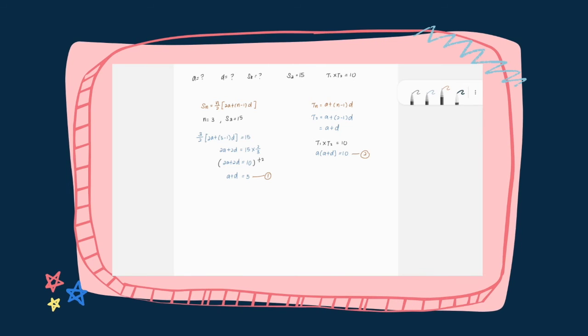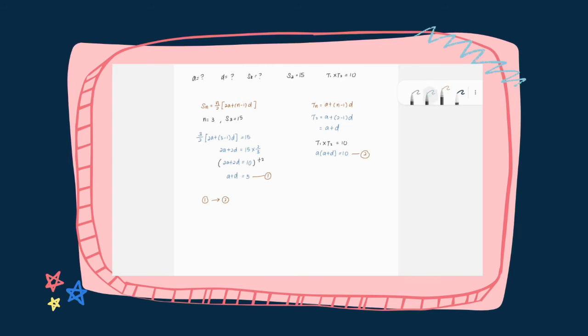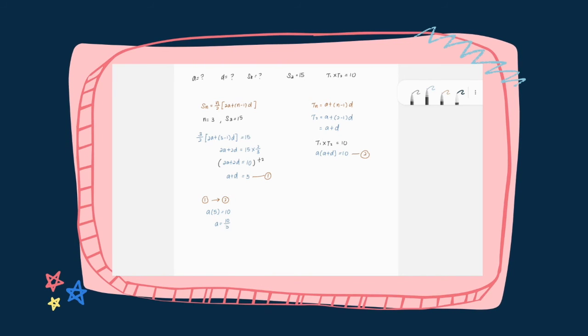As we can clearly see, our first equation can be substituted into the second equation. So, we will move a or d to the other side to make it easier. Substitute the first equation into the second equation. So, it will be a multiplied with 5 equal to 10. Move the 5 to the other side and it becomes 10 over 5. So lastly, we will get our answer as a equal to 2.